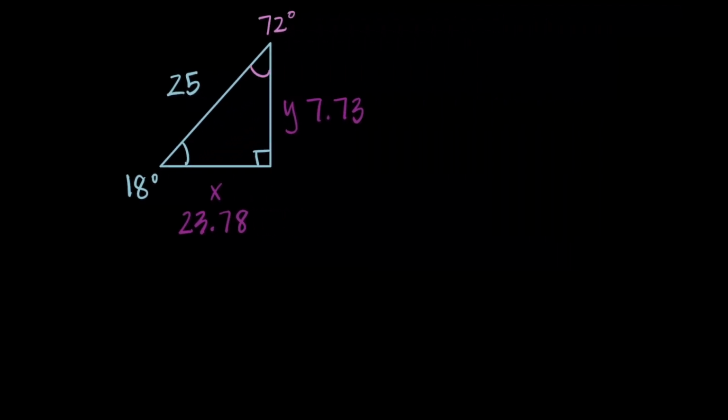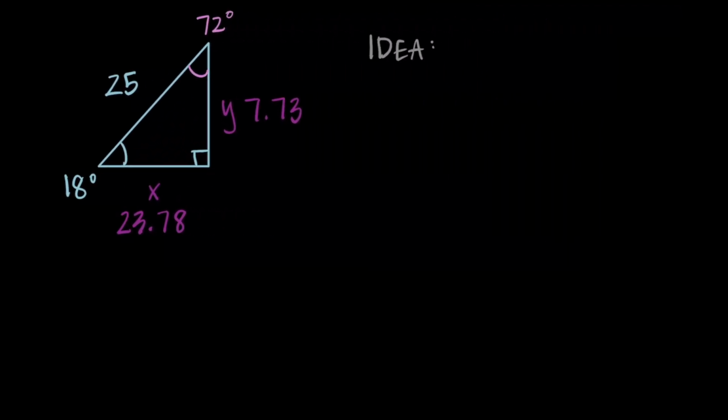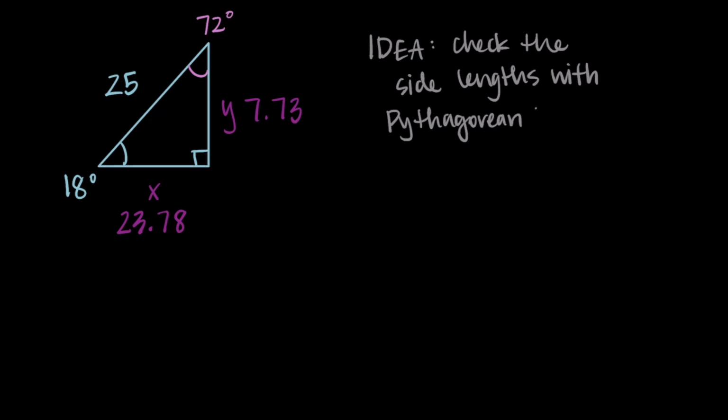Now, just as a comment before we wrap up, I want to throw out an idea. You could check the accuracy of your side lengths by using the Pythagorean theorem. The Pythagorean theorem says that x squared plus y squared equals hypotenuse squared, which is a squared plus b squared equals c squared.